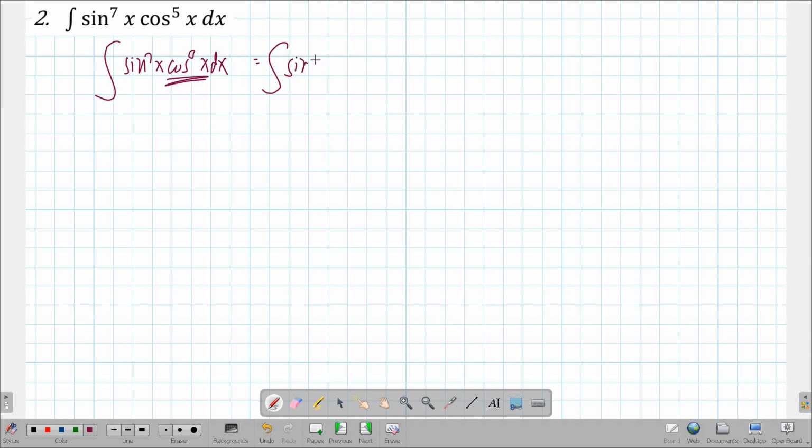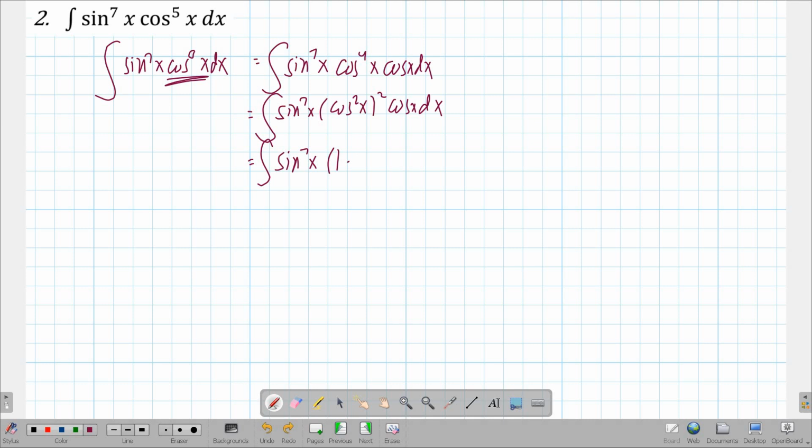Therefore, I'm going to have the integral of sine to the 7th x cosine to the 4th x, then cosine x dx. So this is what we will need sine with. Hence, I'm going to have the integral of sine to the 7th x, then this becomes cosine squared x squared, cosine x dx. If you already know how to turn this, then you can immediately go to the integral of sine to the 7th x times 1 minus sine squared x squared cosine x dx. So now from here, we can do our substitution. Since anyway we need the sine, if we let u equal sine x, du will be equal to cosine x dx. So from here, we can have u raised to 7 times 1 minus u squared squared du.